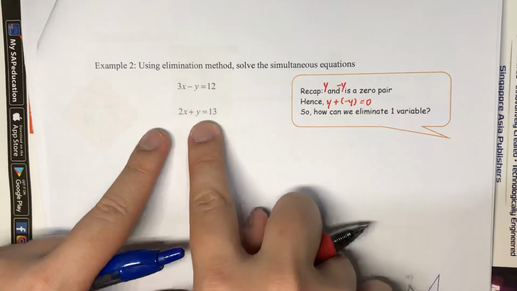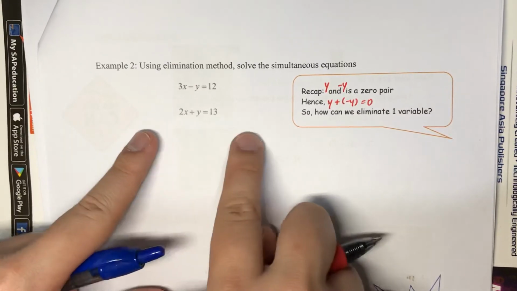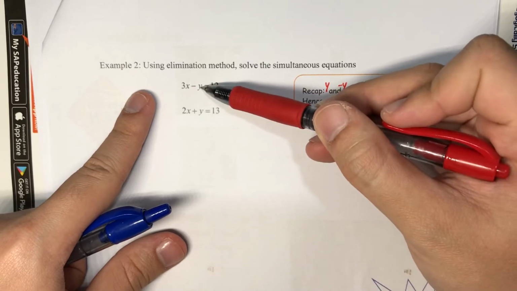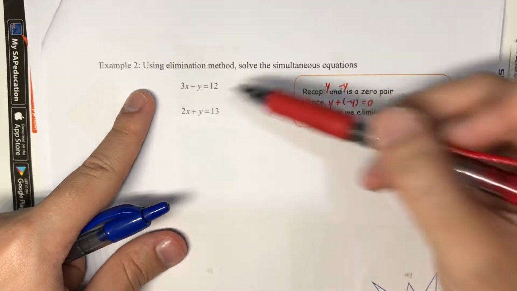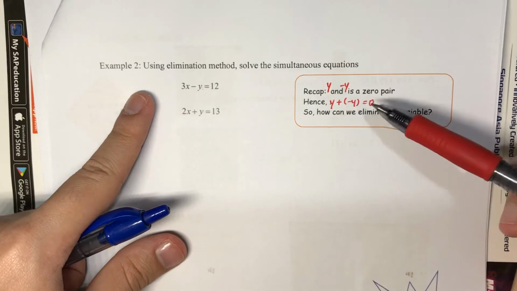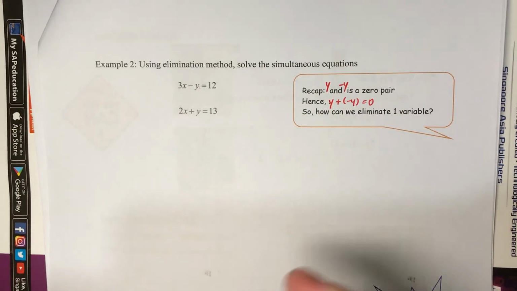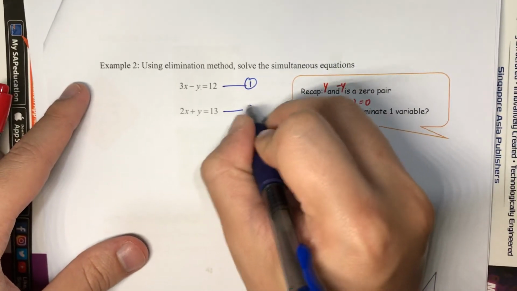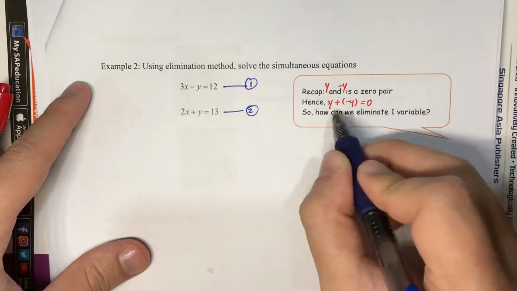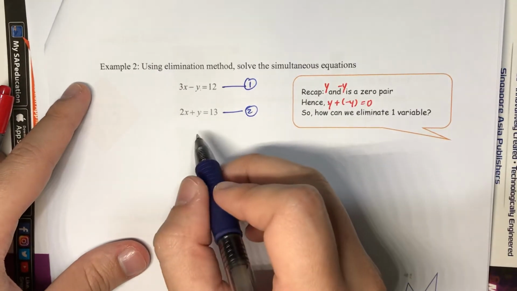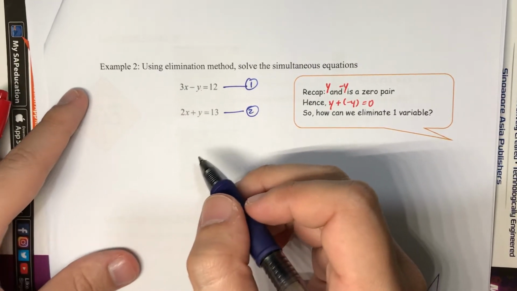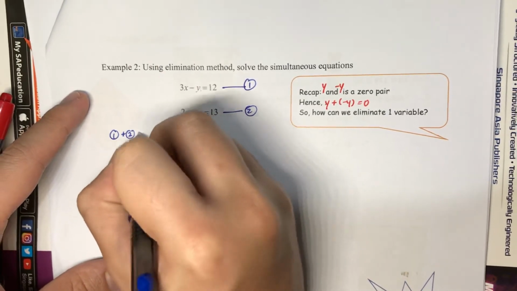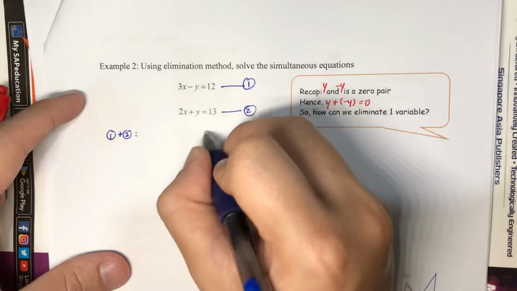So how do I eliminate one variable from here? If you observe, you have a minus y and a plus y. So if I add them together, I will come to 0. Same thing, we are going to have equation 1 and equation 2. We need to add them so that my y will become 0, then I can eliminate my y. So here I'm going to put equation 1 plus equation 2, with an equal sign here.